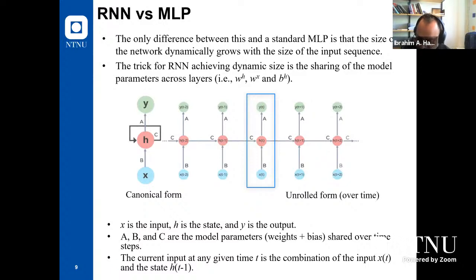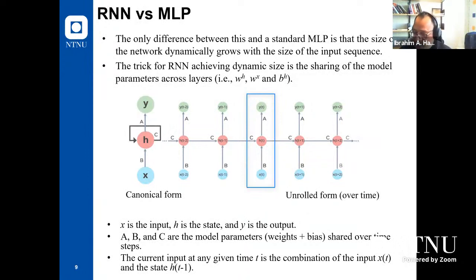The only difference between this and a standard MLP is that the size of the network dynamically grows with the size of the input sequence. In an MLP, if the size of the input sequence increases, the whole size of your model will increase, and the number of parameters will increase, right? But in an RNN we don't have this, because we have a sequence of input and we scan it in a certain number of time steps. In each time step, we retrain the model. So the model will be the same even if the size of the input sequence is different.